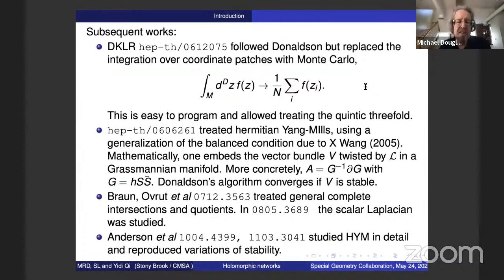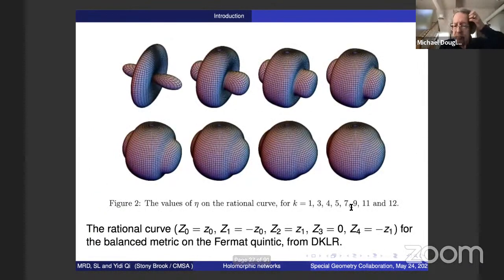And there are generalizations. I'll talk a bit about this later: the Hermitian-Yang-Mills equation, more general toric hypersurfaces and toric varieties. And here's an example from our original 2006 paper of this ratio eta of the two volume forms restricted to an S2 in the Fermat quintic. And you see as k increases, it gets better and better. The Ricci-flat metric would be a perfectly round sphere.